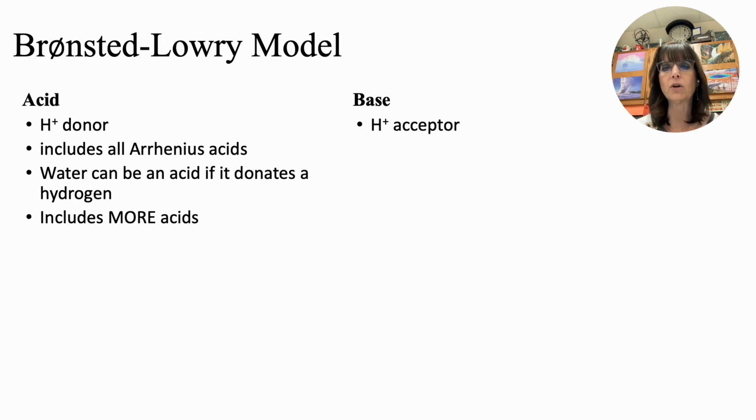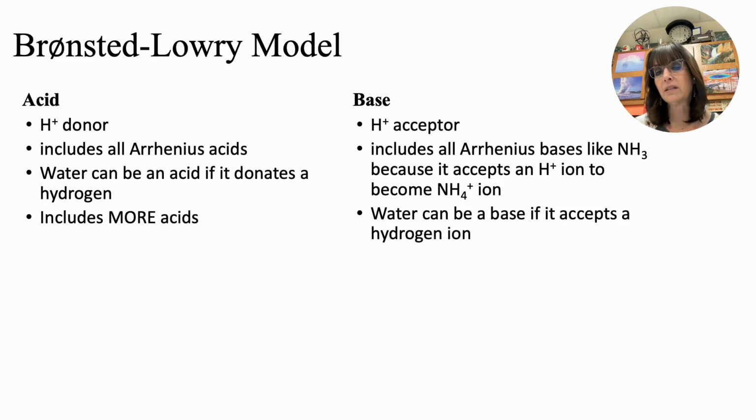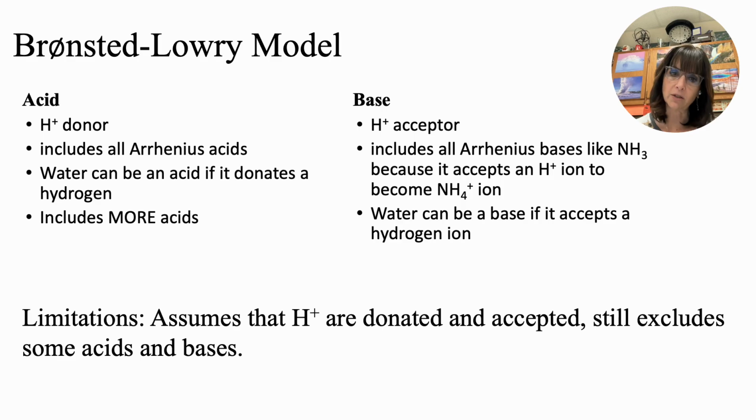Now, this is going to be important when we start looking at reactions, trying to figure out who's the acid and who's the base. The acid is the one giving away the H. The base is the one taking it. You need to have that down in your head. So now we can include ammonia. NH3 doesn't have an OH, but it does accept an H, and it will become the ammonium ion. Water can be a base if it accepts a hydrogen ion, so water can go either direction. We'll talk about that later. It's a kind of a special case. And there are still limitations. We are assuming that hydrogen ions are being donated and accepted, and that still, believe it or not, leaves out some acids and bases.